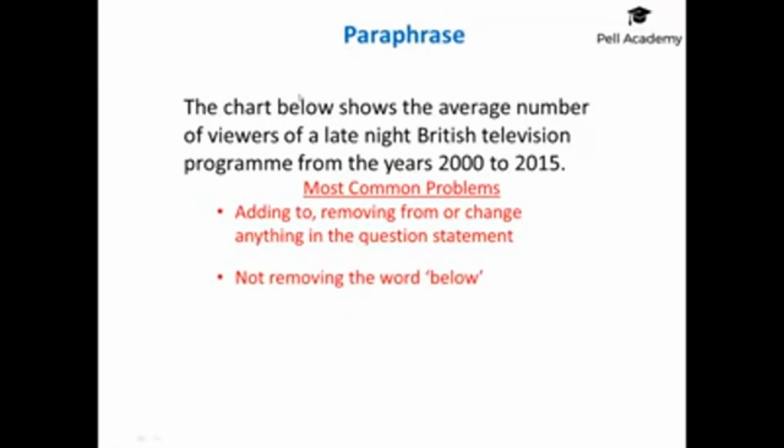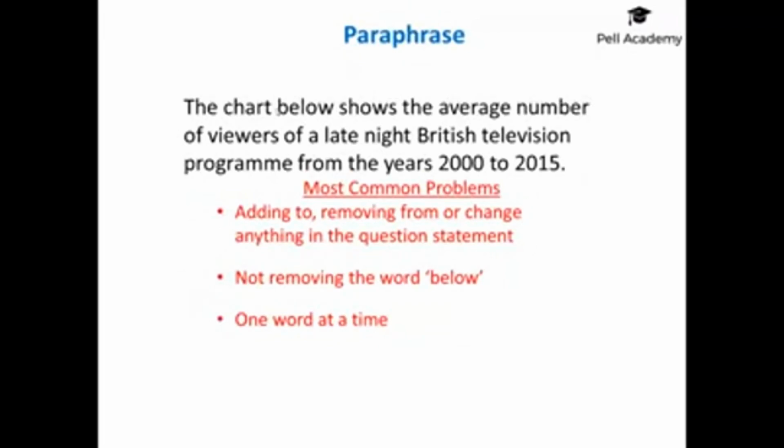Sometimes people forget to remove the word below, so this will be in the question statement, but should never be in your paraphrase because the chart isn't below, so you don't need to paraphrase that part. Some people tend, as far as I can tell, to try to translate one word at a time. And this just leads to complications with grammar and makes it that you're using 2 words that are synonyms of themselves but don't actually belong together. And it just gets a bit trickier, it gets a bit messed up.